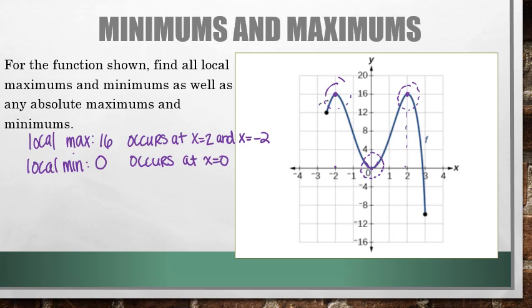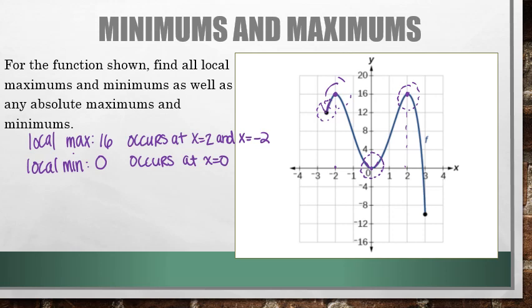Now this would not be considered a local minimum because again, for the definition you have to have values on either side. So there's values on the right hand side of this, but I don't have any values on the left hand side. So that's not considered a local minimum or a local maximum.